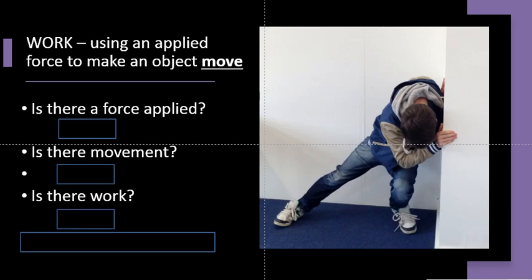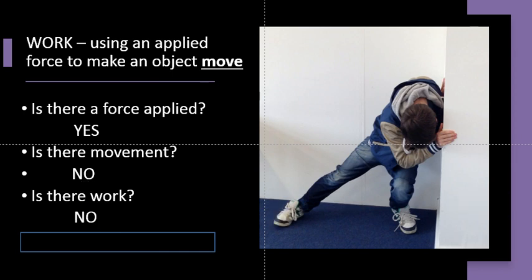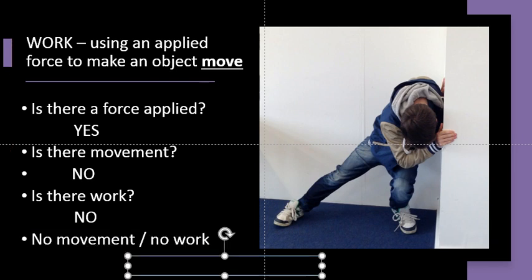So again, work is when we use an applied force to make an object move. My question is, is there a force applied? Well, yes, a force is applied. Is there movement? Oh, no, there is no movement. So is there work? The answer is no, there is no work being done. So to remind yourself, if there's no movement, there is no work, according to our scientific definition.